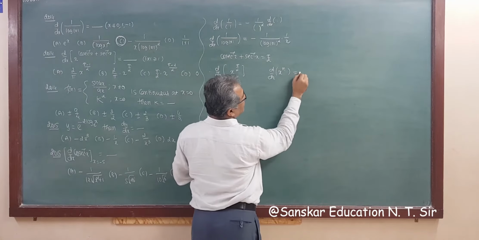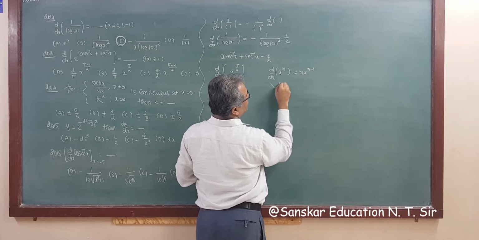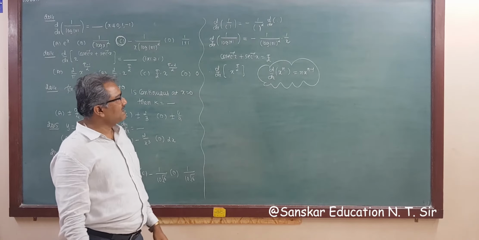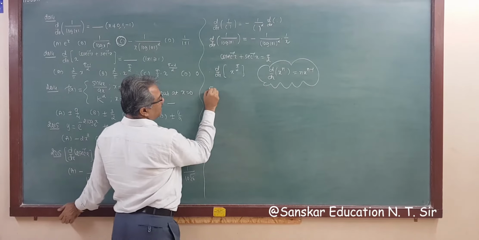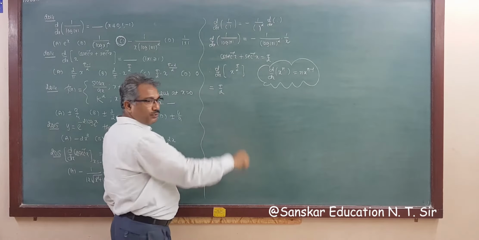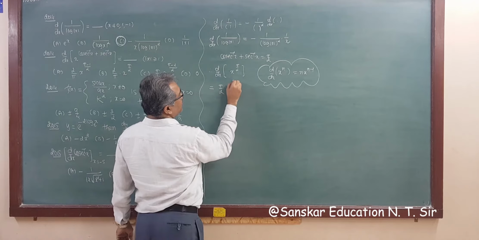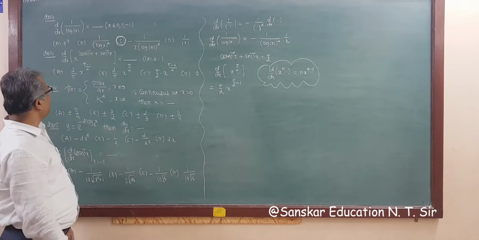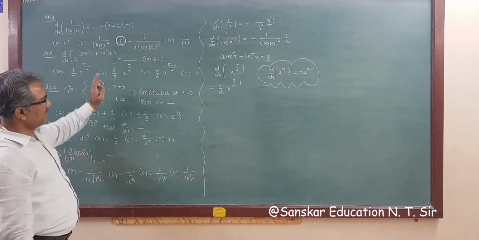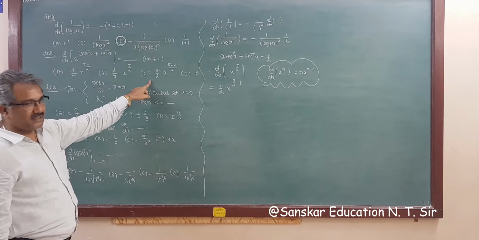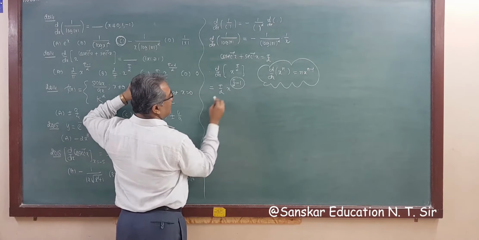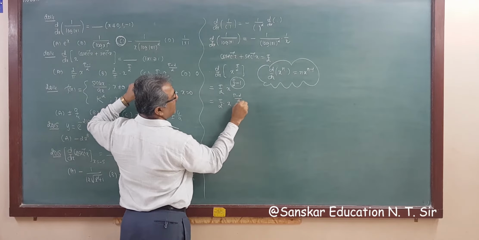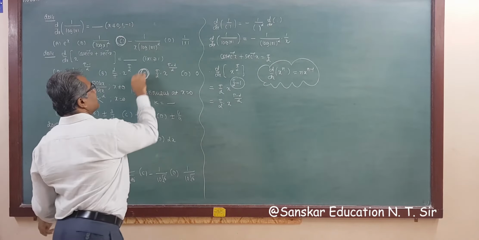The formula for this is the very basic, very first formula of differentiation: n into x raised to n minus 1. So the answer is n, that is pi by 2, x raised to pi by 2 minus 1. If we take the LCM, the answer will be pi by 2 into x raised to (pi minus 2) by 2. So again option C is the correct answer.